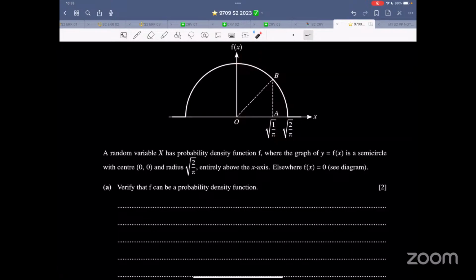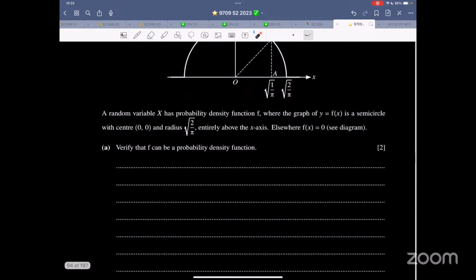So what are they asking? Verify that f can be a probability density function. So if I find the area under the graph between 0 and the radius, it should equal 0.5. 0.5 on this side, 0.5 on this side. No need to integrate the whole thing from this point to this point. That would be a waste of time and energy.